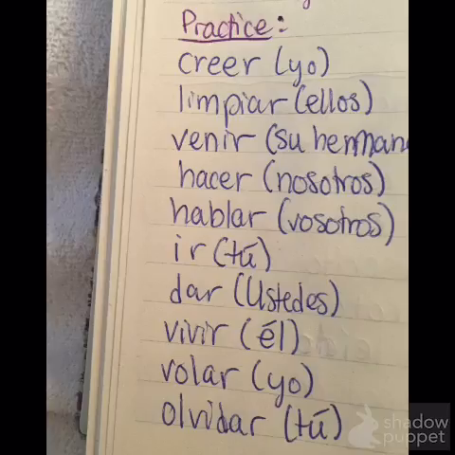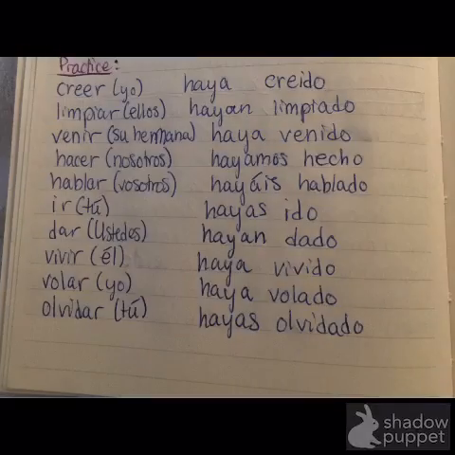So here's a quick practice. You should write this down and try to answer how to conjugate these words using these subjects. You should pause the video here and try this out, and then I'm going to reveal the answers now. Okay, so here are the answers to the practice. In the yo form, creer goes to haya creído.